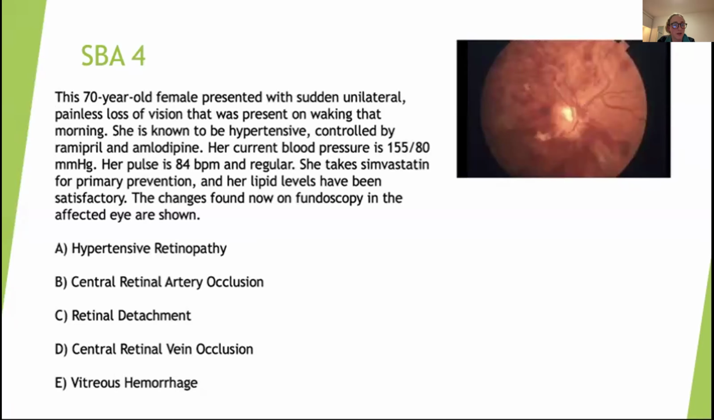The changes found now on fundoscopy in the affected eye is shown. So I'll just give you a few seconds to look at the fundoscopy. And if you want to put it in the chat or just talk out loud, happy to make it a bit more interactive.